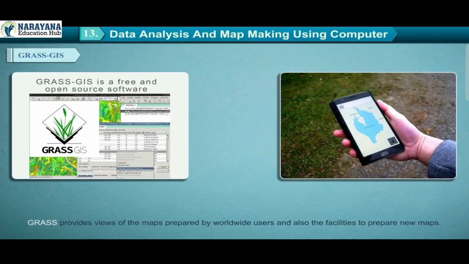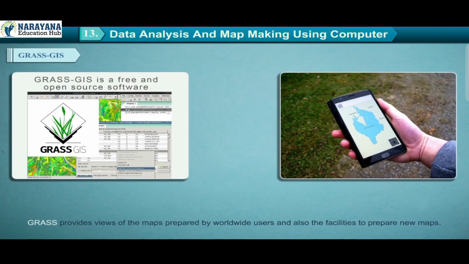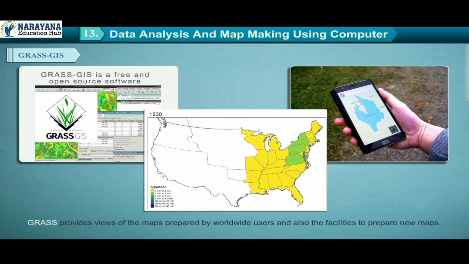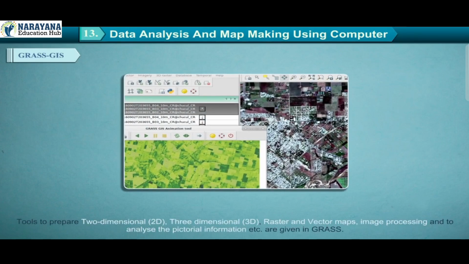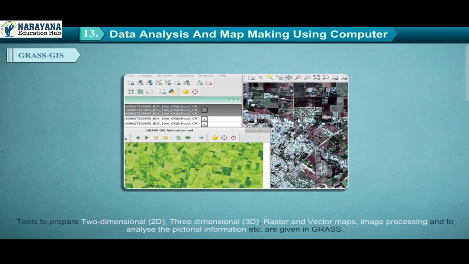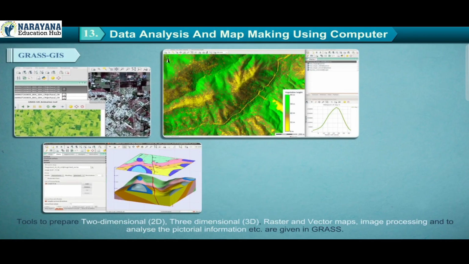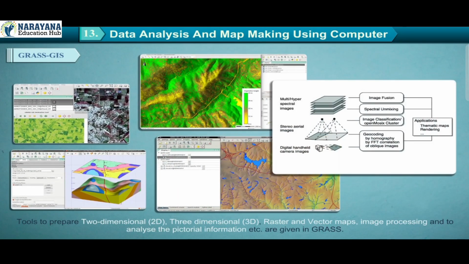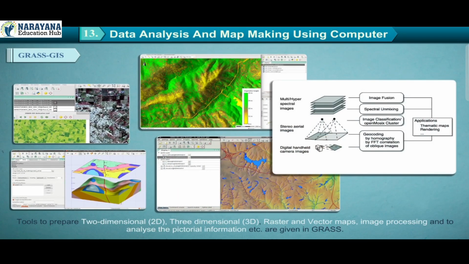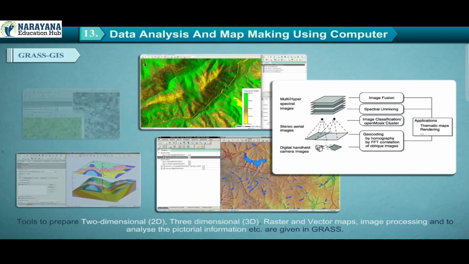GRASS provides views of the maps prepared by worldwide users and also the facilities to prepare new maps. Tools to prepare two-dimensional, that is 2D, three-dimensional, that is 3D, raster and vector maps, image processing, and to analyze the pictorial information etc. are given in GRASS.